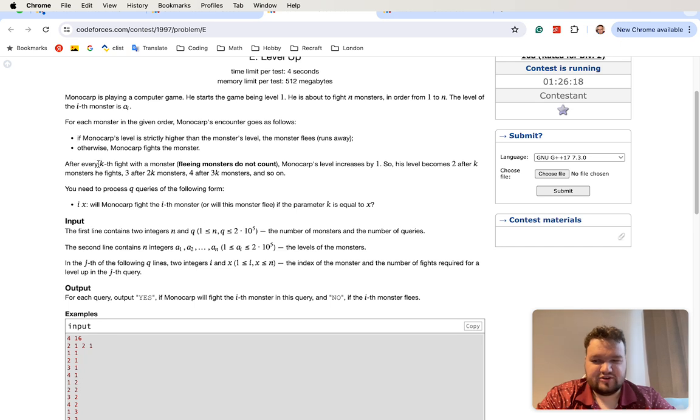Like for big k, it is kind of tempting to try to understand fast. Okay, we start with level 1, we will fight everyone. So we just need to understand which monsters will run away. So our level must be greater than their level when we arrive to fight them.